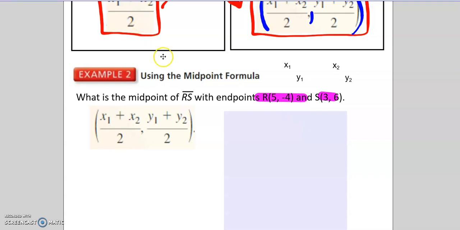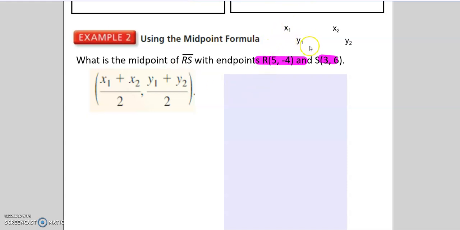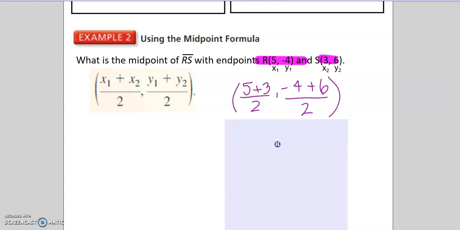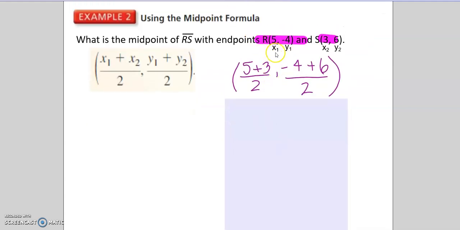So let's go ahead. It's really helpful, guys, to label x1, y1, x2, y2. It doesn't matter as long as the 1's stay together and the 2's stay together. So I'm going to throw the x1 with the 5, the y1 with the negative 4, x2 is 3, y2 is 6. Okay? And now all it comes to is plugging these numbers into my formula. I need to find the average of my x's. So I'm going to do 5 is my x1. Notice I put that with my x1 plus my x2, which is 3.